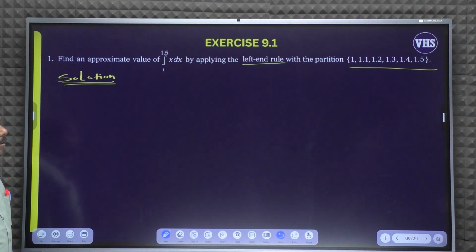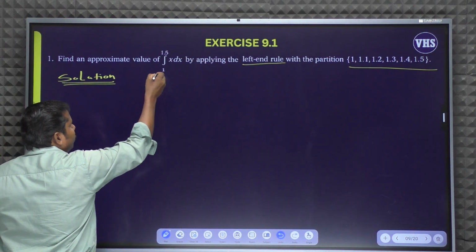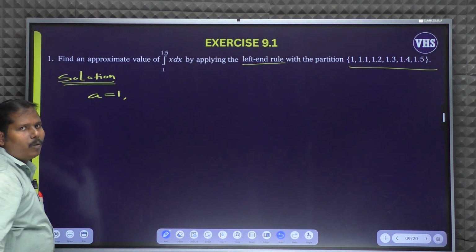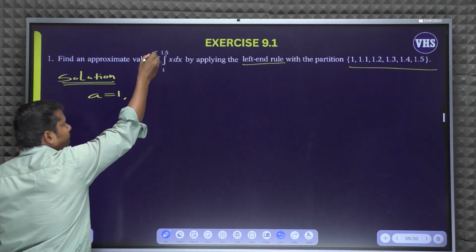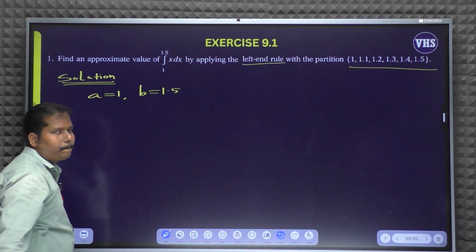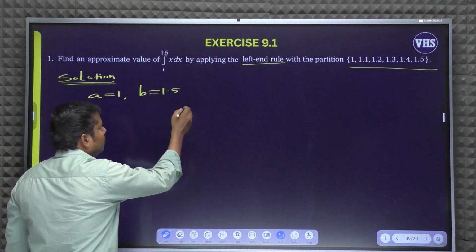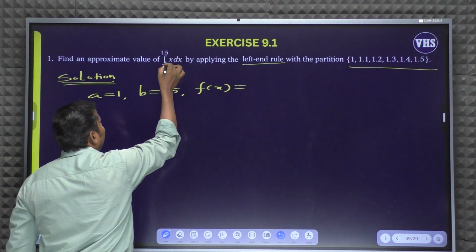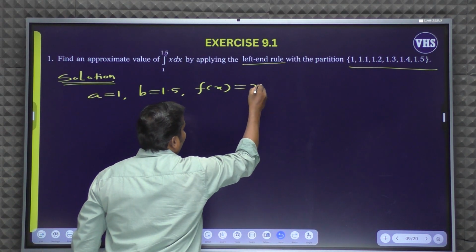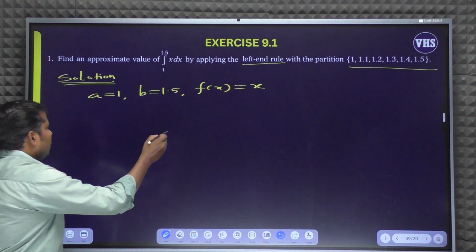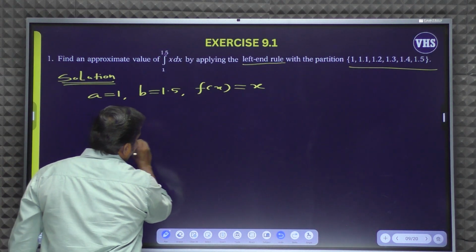First, let us gather the given information from the given integral. What is the lower limit? 1, which is a. What is the a value here? 1. The upper limit, we should take it to be b. What is b? 1.5. Next, f of x. That is the function to be integrated. What is our f of x here? x. Okay.